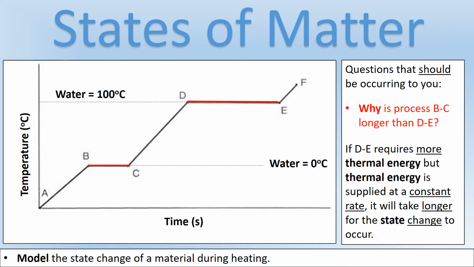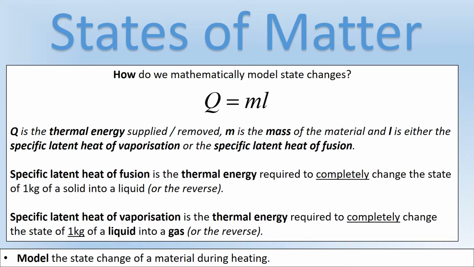Let's now look at how we can mathematically model those sections of the graph too. So we have a slightly different equation to model this point. It's Q equals mL. So Q is still the thermal energy we're supplying or removing. M is still the mass of a material, but L stands for the specific latent heat of vaporization, or sometimes the specific latent heat of fusion. So just like before, the word specific means per kilogram.